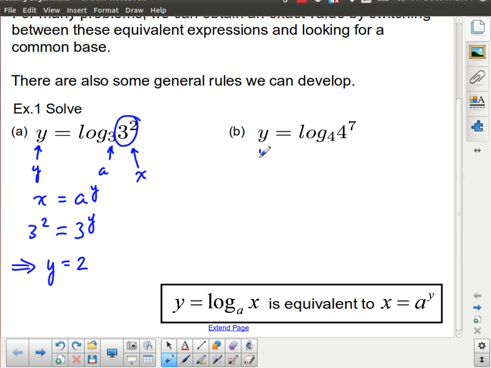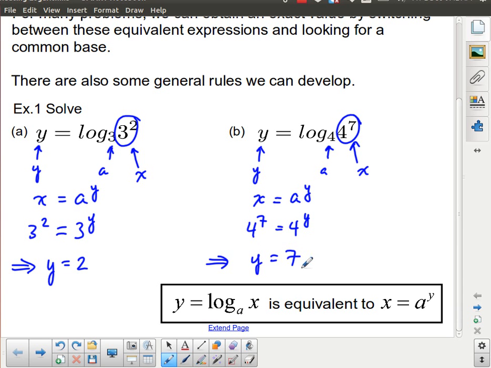I'll do the same thing here. My y value stays y. My a value is equal to 4. And this whole thing is my x value. So if I rewrite that as x equals a to the y, notice this started as y equals log base a. So now when I take the inverse, it's x equals a to the y. My x value is 4 to the 7, my a value is 4, and my y value is the unknown. It stays the same, and we end up with y equals 7.